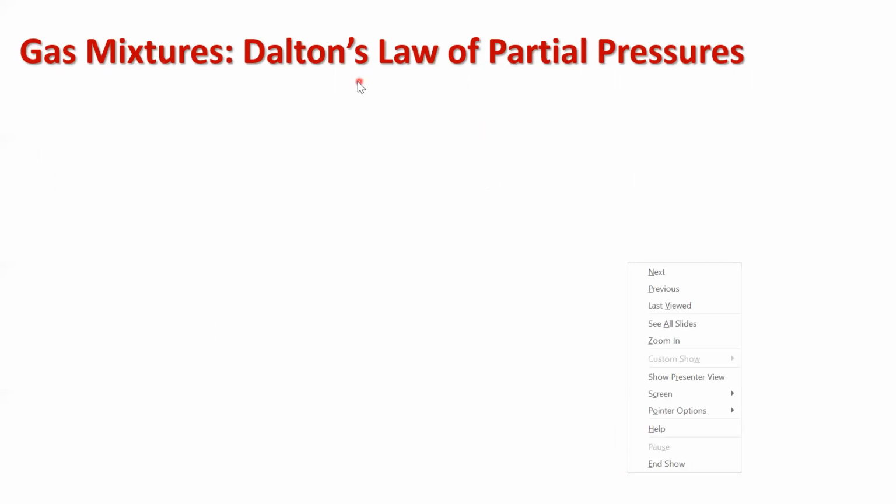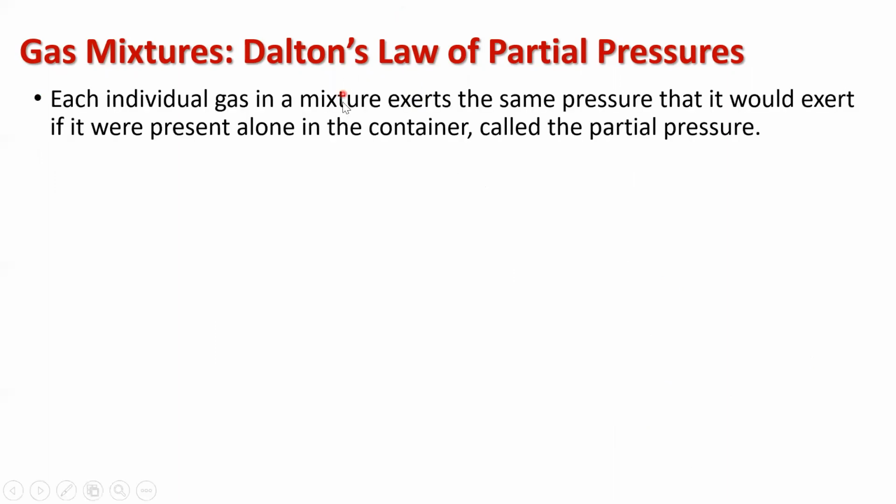So now we're going to talk about what's called Dalton's law. Dalton's law involves mixtures of gases. So we've got a couple of different gases that are mixed together in a container. Dalton's law essentially says that if we look at a mixture of gases, each individual gas in that mixture exerts its own pressure. And that individual pressure for each of the gases is called our partial pressure.